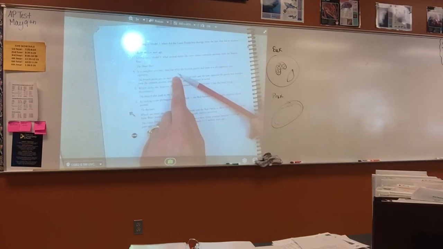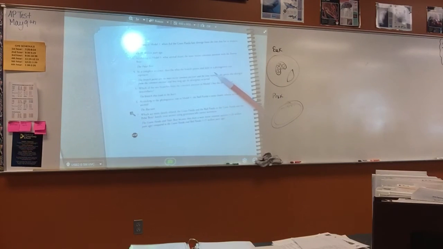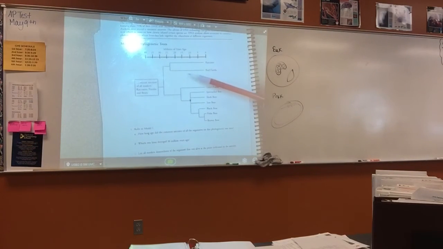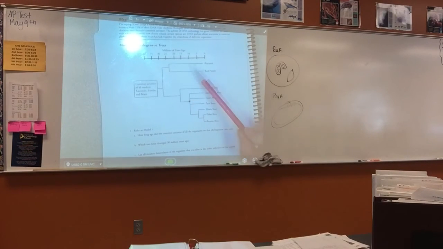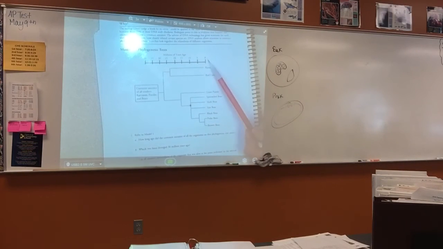And then four asks you to describe the branch points and lines in the phylogenetic tree. For this particular one, each of the branch points represents a divergence from a common ancestor. And then in this one, the length of the lines tells you how long ago that occurred. It gives you millions of years ago. And in every phylogenetic tree, does the length of lines mean that? No, they have to indicate that it means that, and they did that clearly here.